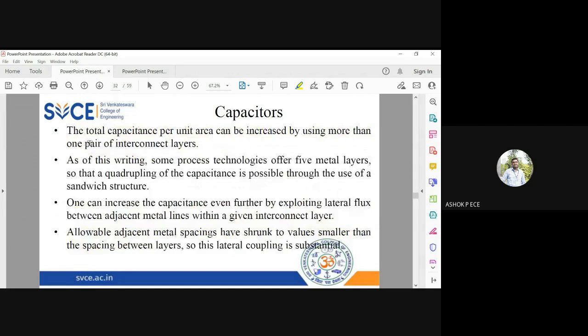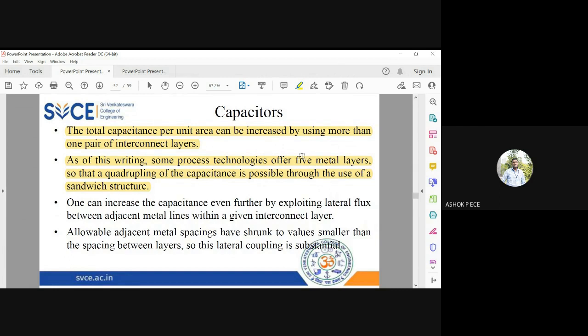So I can increase the total capacitance per unit area by using more interconnect layers. If you use a greater number of interconnecting layers between the two parallel plates, I can increase the effective area of the capacitor. Some technologies use 5 layers between the parallel plates, so that can give an enhanced capacitance per unit area. So a larger value of capacitance can be fabricated.